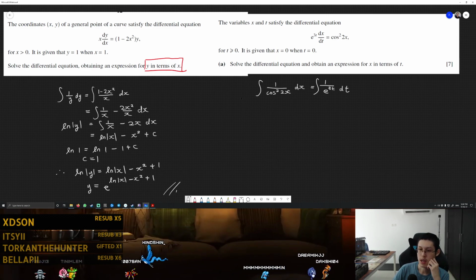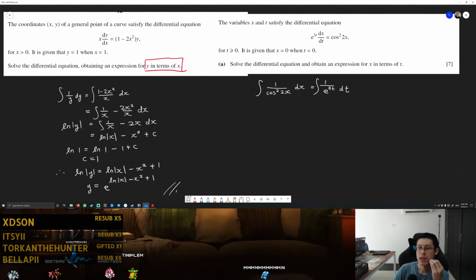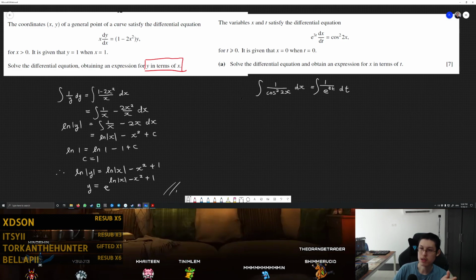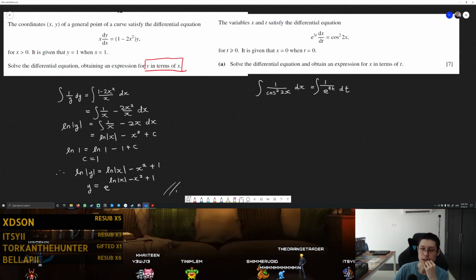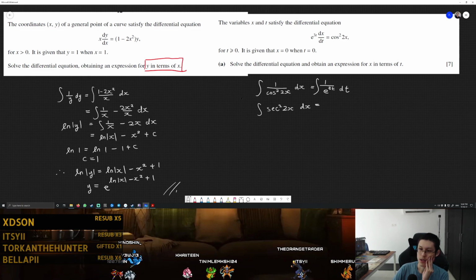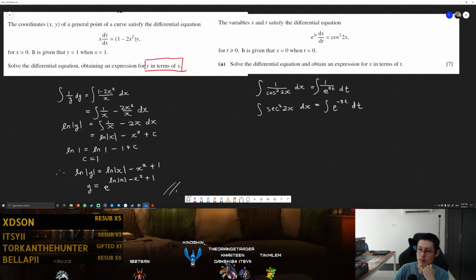Which is why I was saying that you need to be very familiar with all the different forms of integration from the last chapter if you want to do the later chapters. This is one of them, okay? Because you can see a lot of these involve integration. So on the left side, you can write this as secant squared 2x dx, right? On the right side, you can write it as e to the power of negative 3t dt.